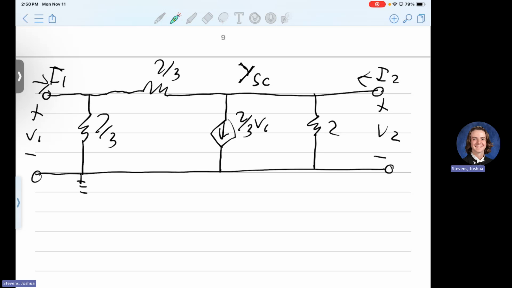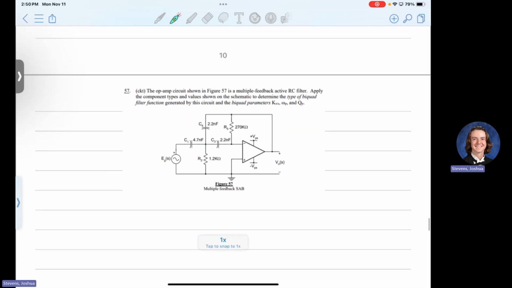All right. Last problem. Filters. Not sailing in key, but filters. Okay, I'll just write it. The op-amp circuit shown in figure 57 is a multiple feedback active RC filter. Apply the component types and values shown in the schematic to determine the type of biquad filter function generated by this circuit and the biquad parameters K, XX, omega P, and QP.